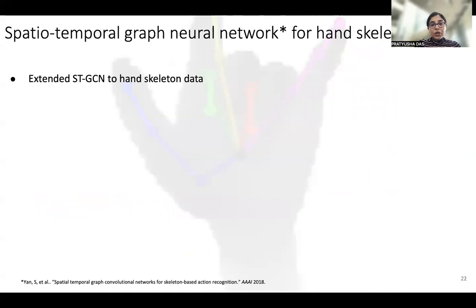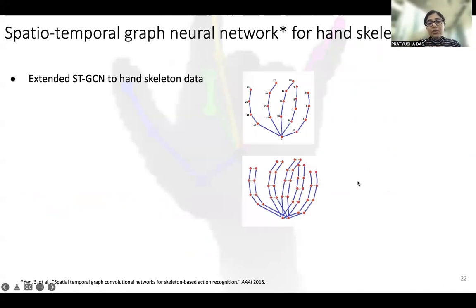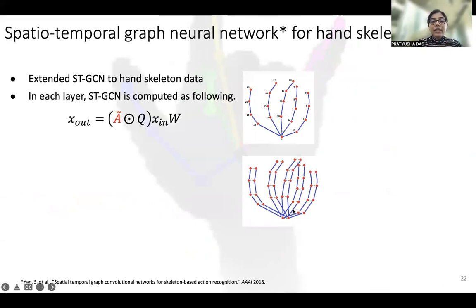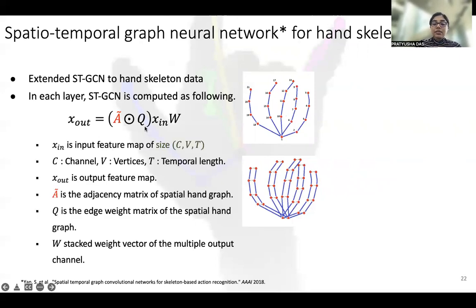Now, inspired by the work of Yan et al., where they defined the spatio-temporal graph neural network for full body skeleton data, we extended the work to the hand skeleton data. So we have already designed this hand graph and the spatio-temporal hand graph. And then, after each layer of graph convolution, we extract the features using this equation, where A is the normalized adjacency matrix, Q is the edge weight matrix, Xn is the input data, and W is the stacked weight vector. So basically we are learning this W from the data.